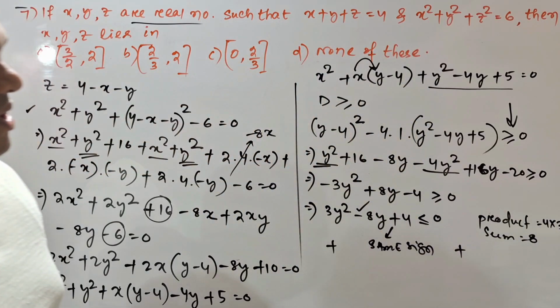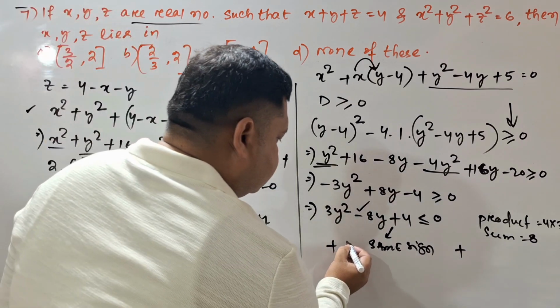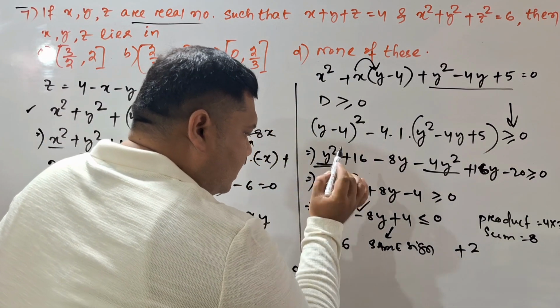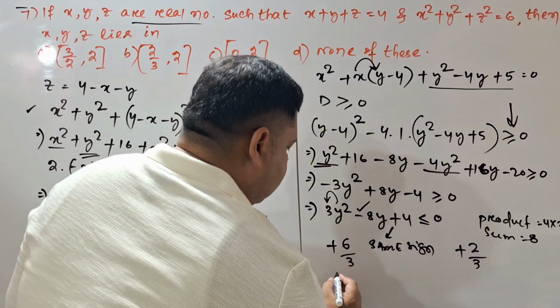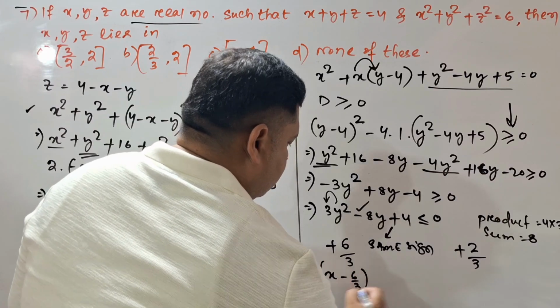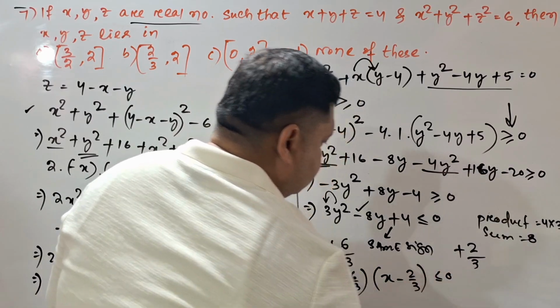So what numbers? 6 and 2. So I write 6 here, I write 2 here. Coefficient of y square is what? 3. So divide by 3 here, divide by 3 here. So this can be written as (y minus 6 by 3) whole into (y minus 2 by 3), less than or equal to 0.